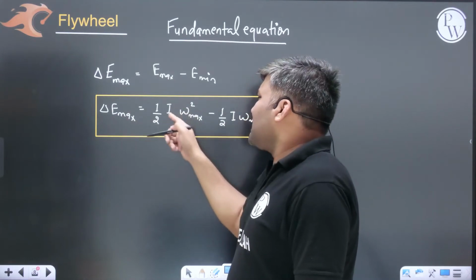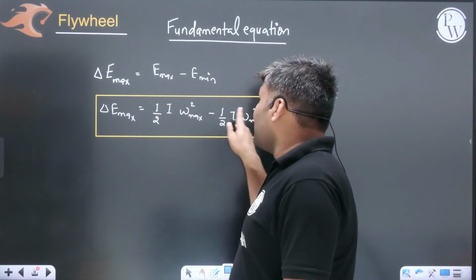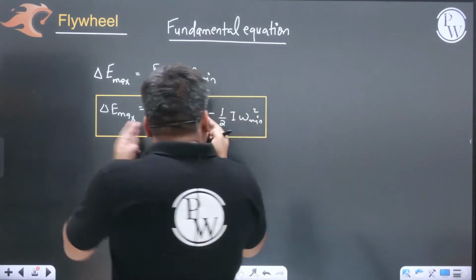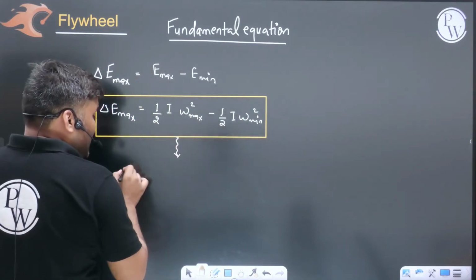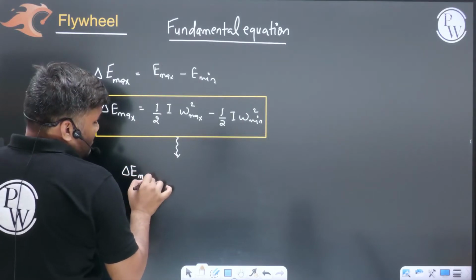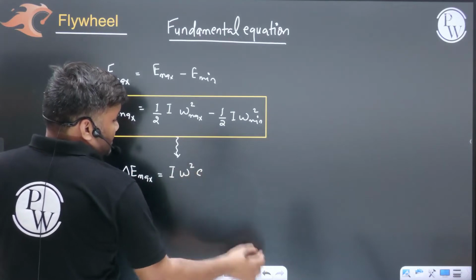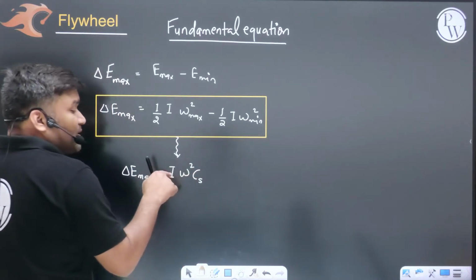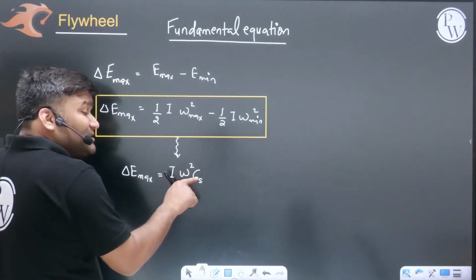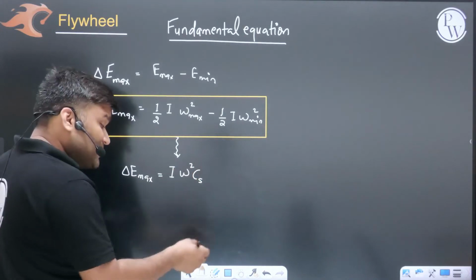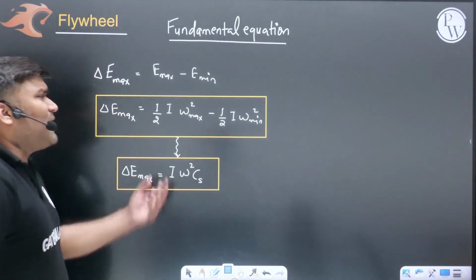They will give you delta E max and they will ask, tell me how much is the moment of inertia of the flywheel which is required here, so that maximum speed and minimum speed are this. Or, if you do a little simplification, the same equation can be written as delta E max is equal to I omega square CS. I is the moment of inertia of the flywheel. Omega is the mean speed, and CS is nothing but the coefficient of fluctuation of speed. Sometimes you will use this equation, but both these equations are exactly the same. A little bit of rearrangement I have done.